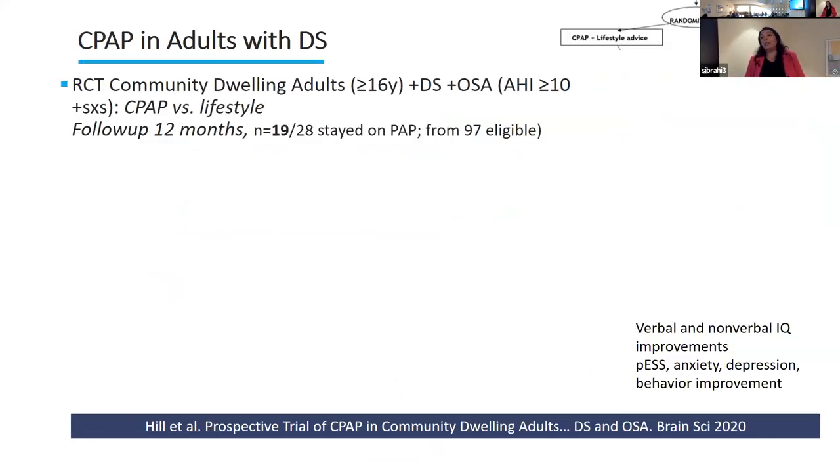This is a community-dwelling group of adults, and in a lot of adult studies they are put at 16 and older, which is interesting. Their AHI is greater than 10 plus symptoms. They looked at CPAP versus lifestyle, with follow-up at 12 months. What happened? When you read the study, there was a lot of eligibility.